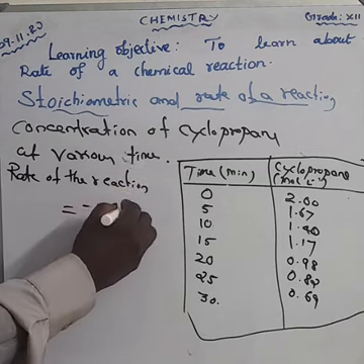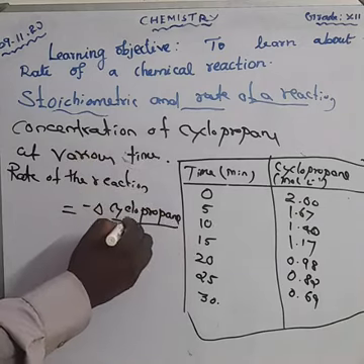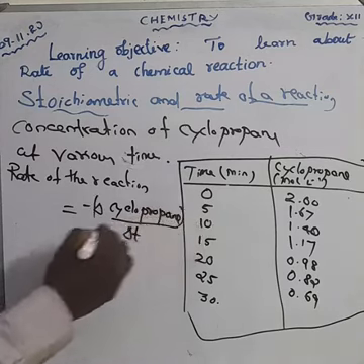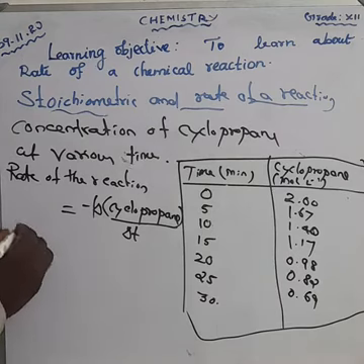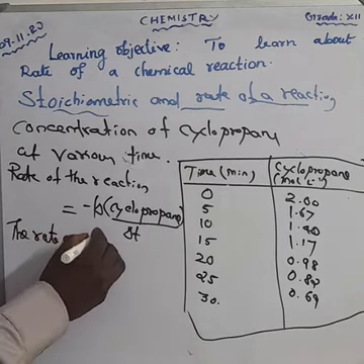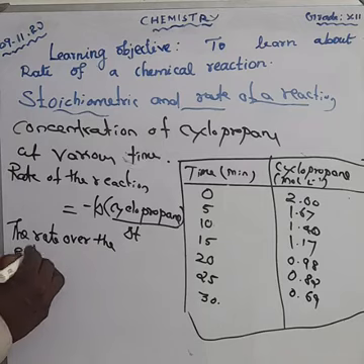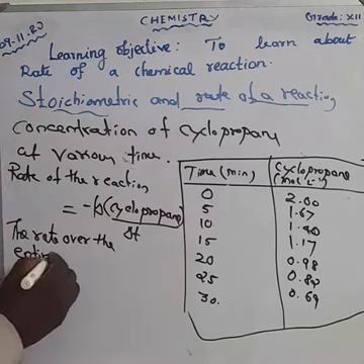The rate of the reaction is equal to delta concentration of cyclopropane divided by the change in time, delta T. Here, you should write the overall rate of the reaction, the rate over the entire 30 minutes. How can you calculate it?